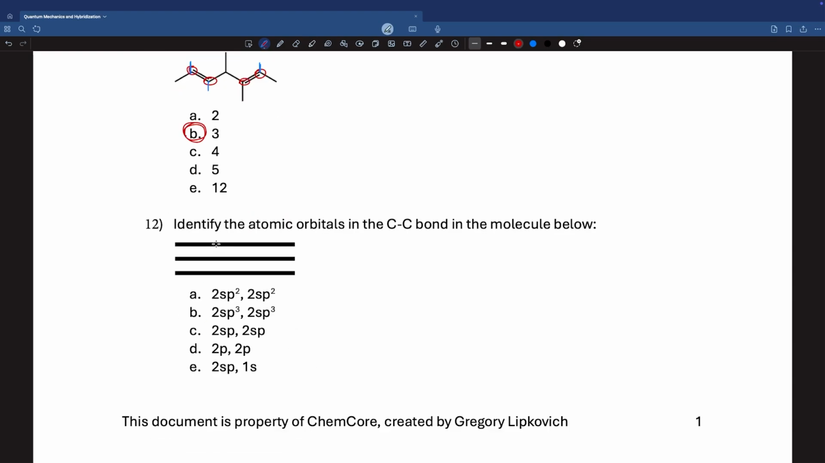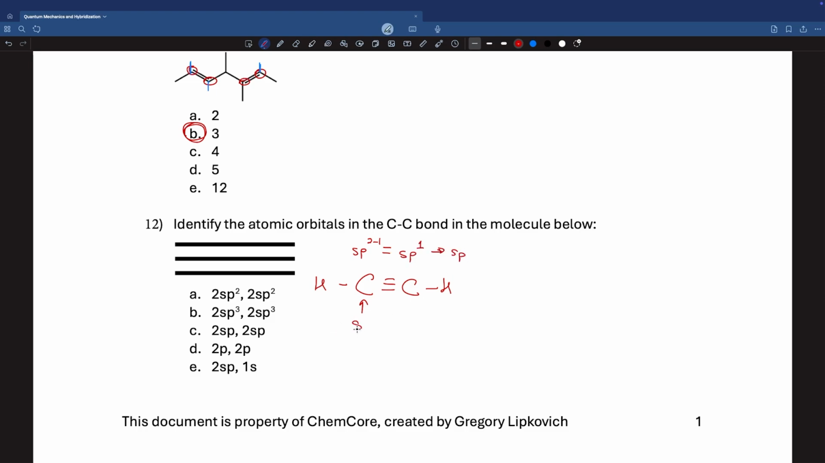In this question, they're asking us to identify the atomic orbitals in the carbon-carbon bond in the molecule below. So if we just maybe draw out a Lewis structure for this, we'll be able to see that each of these carbons has 2 regions, which means it's sp to the power of 2 minus 1, 2 regions each. So sp1, or we could just write it as sp.